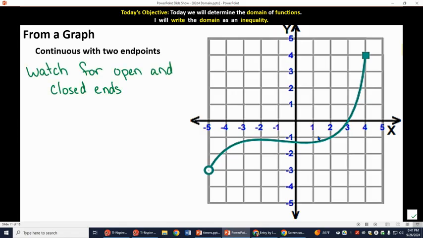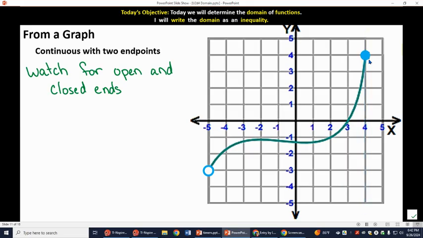Here, I do have an open end and a closed end, so we need to make sure we're being careful with that. I'm going to follow the same process. I'm going to start on the left side of my graph, and I'm going to go until I hit my graph, which happens before I even move right here. I do take note that it's an open circle. Then I'm going to go over to the right-hand side, and I'm going to move to the left until I hit the graph right here. I note that that is a closed circle right here.